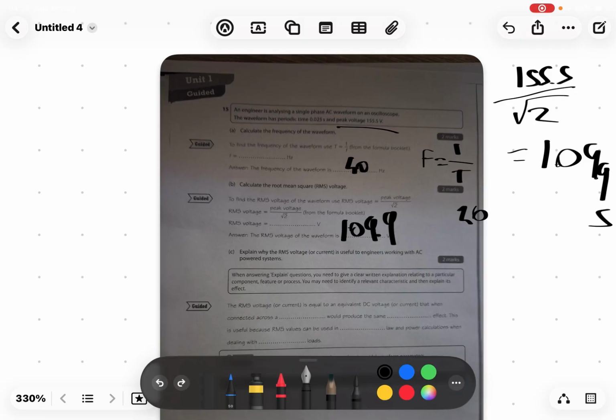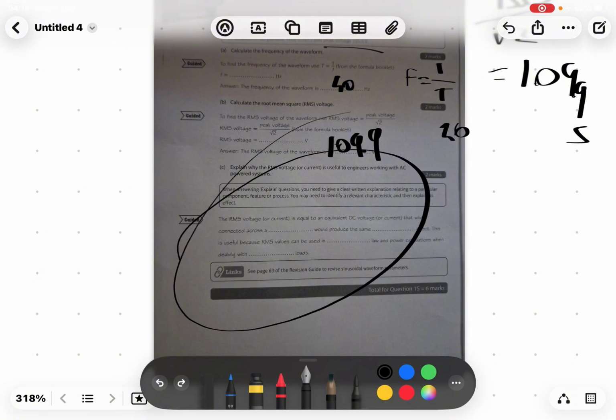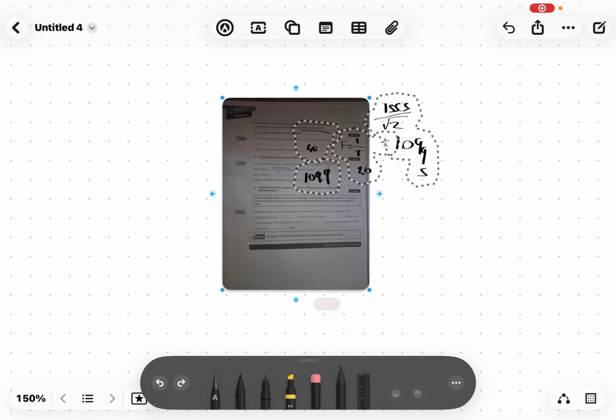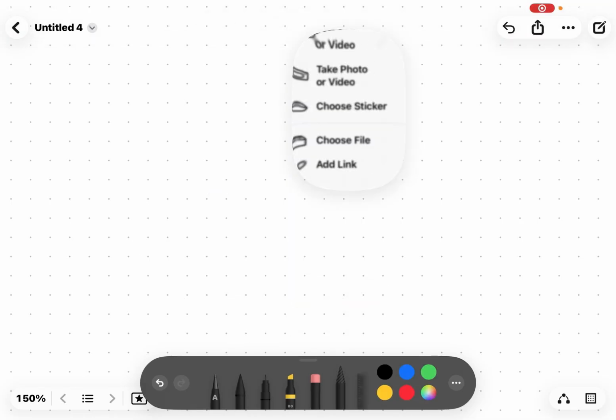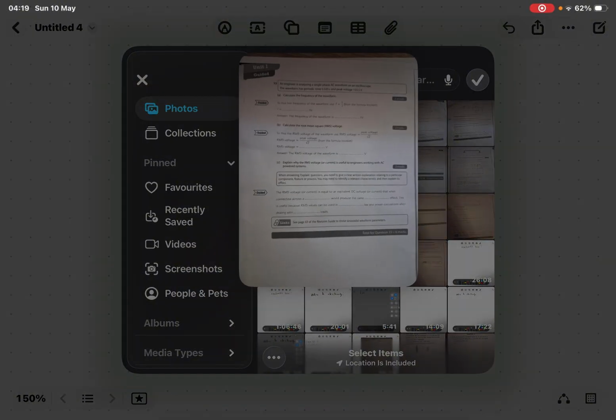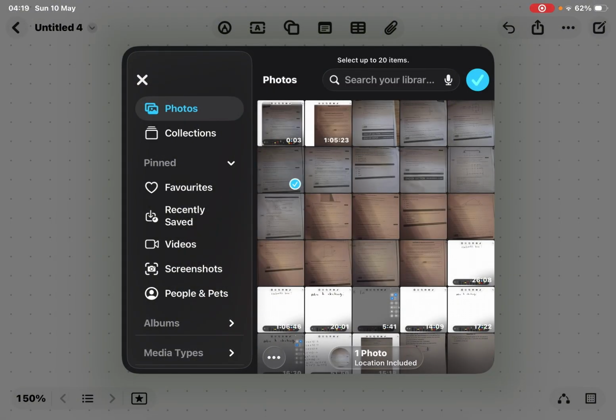After that we have a wording question over here. However, I don't want to do it, so we're just going to do the next question straight away. So where is it? Is it this one? No, it's this one. Oops.